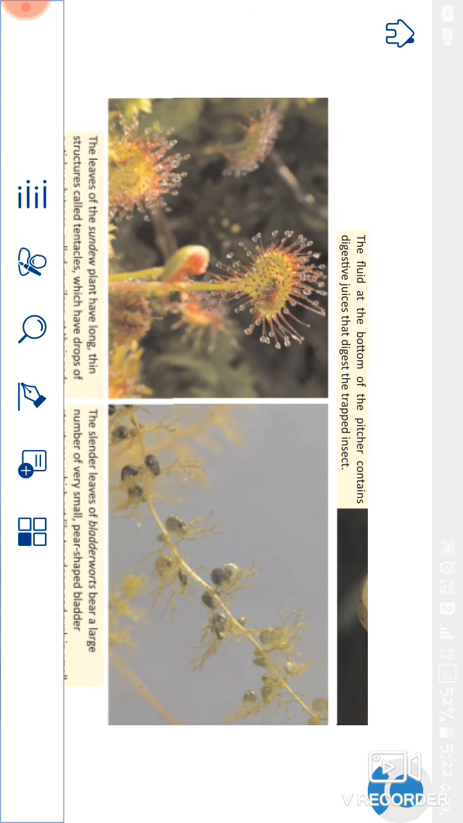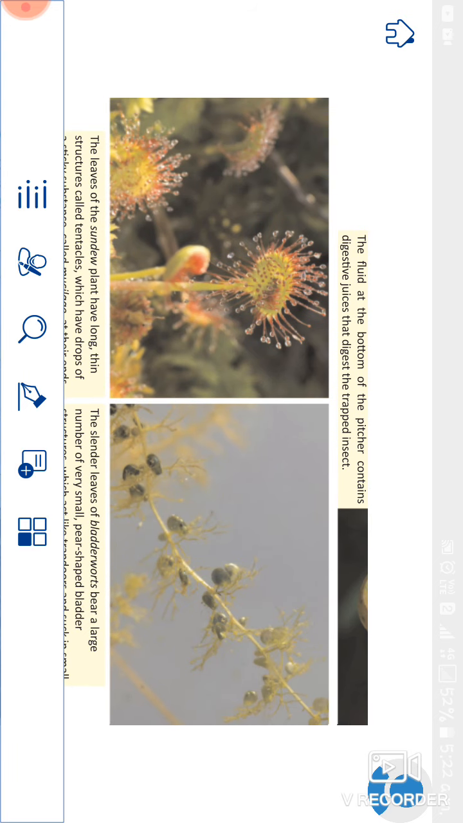Okay, now the first picture is the sundew plant. It is also known as drosera. This plant has an adhesive trap in which tiny midge flies get stuck. So the plant has elongations called tentacles, which have drops of sticky substance called mucilage at their ends.